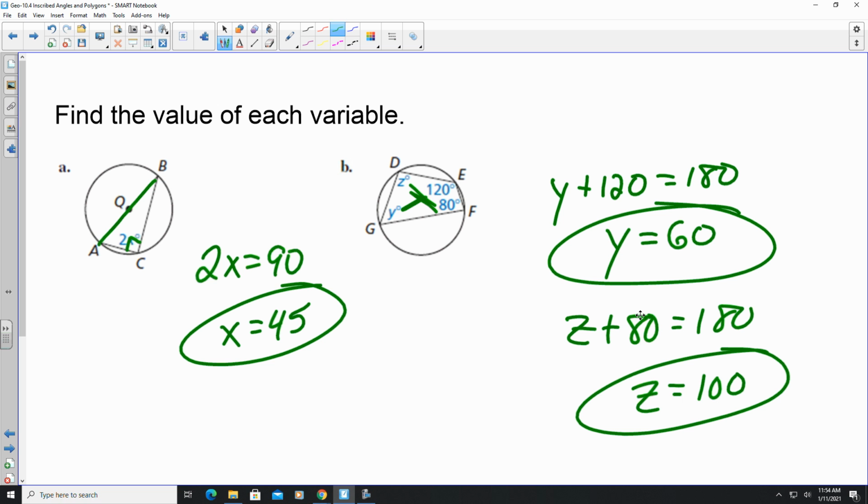And you can always check this by adding up all of those interior angles. And because it's a quadrilateral, it should add up to 360 degrees, which it does. And that is being able to look at inscribed angles and polygons.